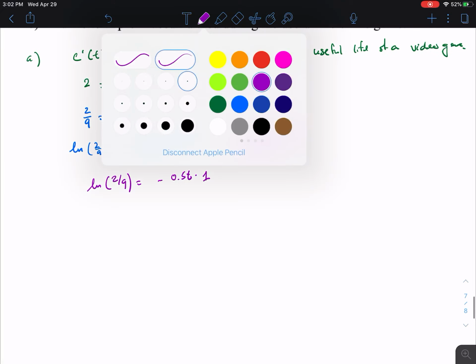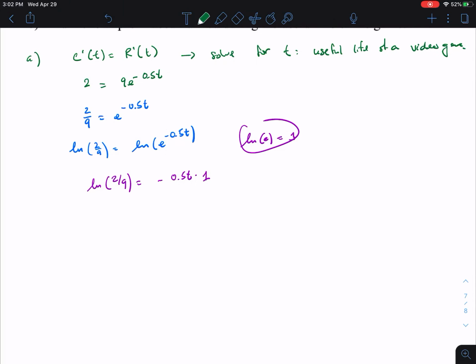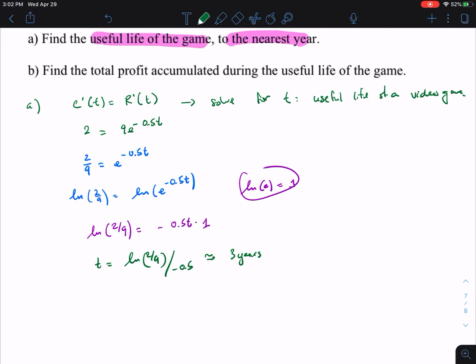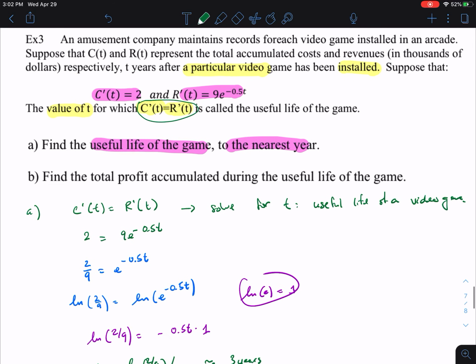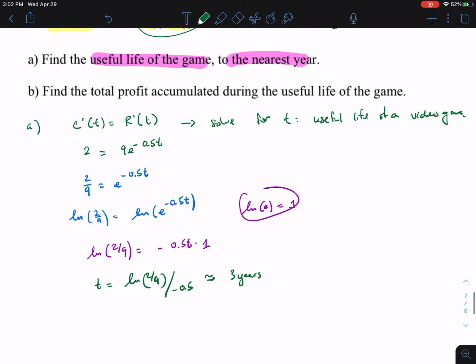Then we can finish it up by dividing both sides by -0.5. So t is going to be ln(2/9) divided by -0.5. If we do this correctly, we can round that to the nearest year, so that's going to be around 3 years. That's the time it would take for a video game after installation to become obsolete, or stop generating revenue beyond what it actually costs to maintain it.